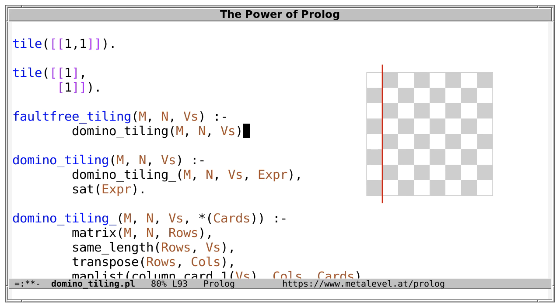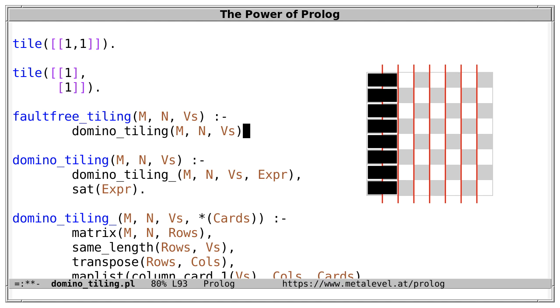For instance, to prevent this vertical fault, a domino must be placed in a certain way, either here or here or here and so on. So we can rule out this fault by requiring that a certain disjunction be satisfied. A disjunction stating a tile here or here or here and so on. And analogously for other faults, vertical and horizontal.